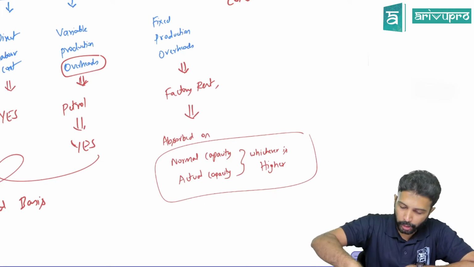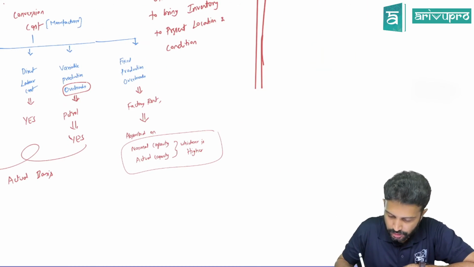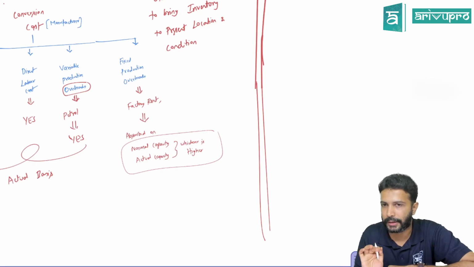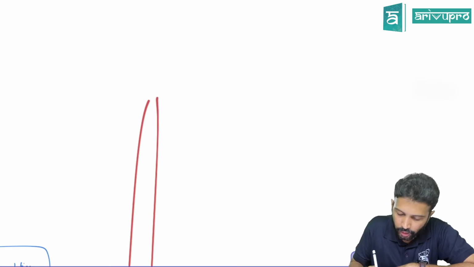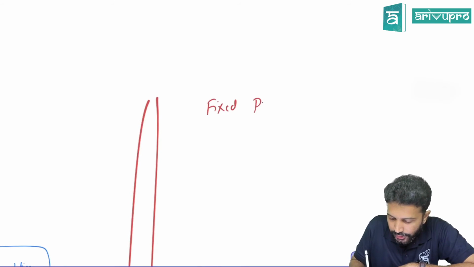Now, what is this all about? Let's look into it and then I think more or less many concepts are done. We can dive into the problems directly. Okay. I'll take the example of the calculator dealer only. We're talking about fixed production overheads over here.